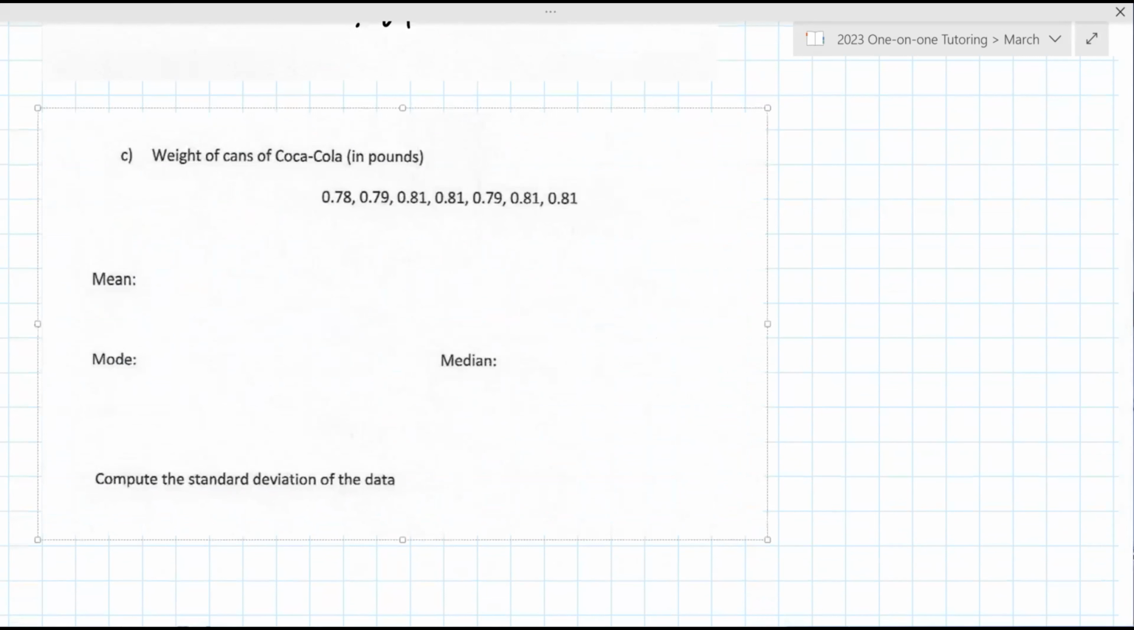So, here we go. New one here. I'm going to go back to Excel and start entering these values.